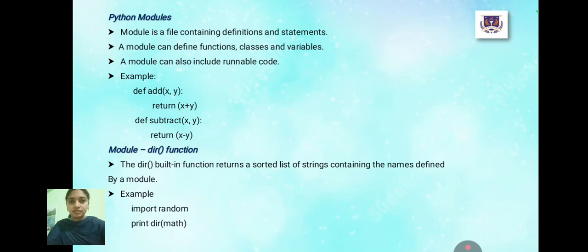Python modules. A module is a file containing definitions and statements. A module can define functions, classes and variables. A module can also include runnable code. Module dir function: the dir built-in function returns a sorted list of strings containing the names defined by a module.